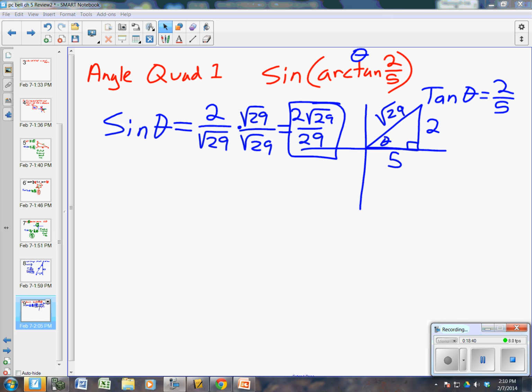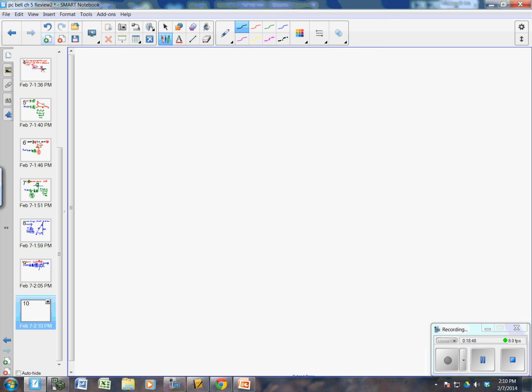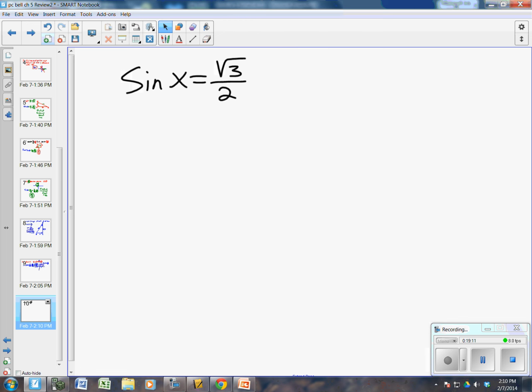Okay, next problem. I put 2 of each type on this thing. We're getting close to the end right here. Okay. I want you to solve the equation. This one, you guys, you're given that the sine of x equals root 3 over 2. Okay? I want you to solve it for all values that can go in for x between 0 and 360 degrees. Just use the unit circle, guys, for this one. All you have to do is look at the unit circle to get this one.